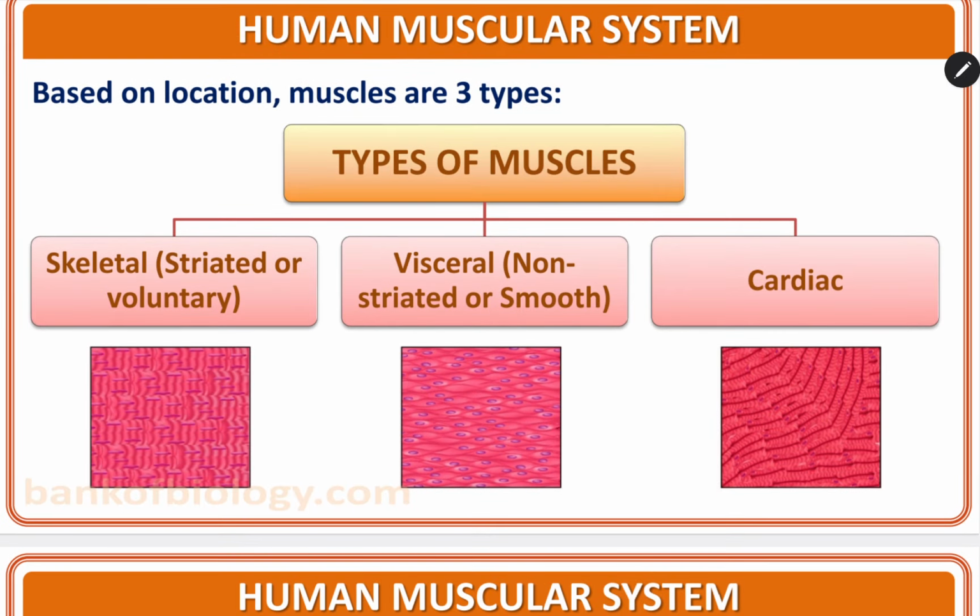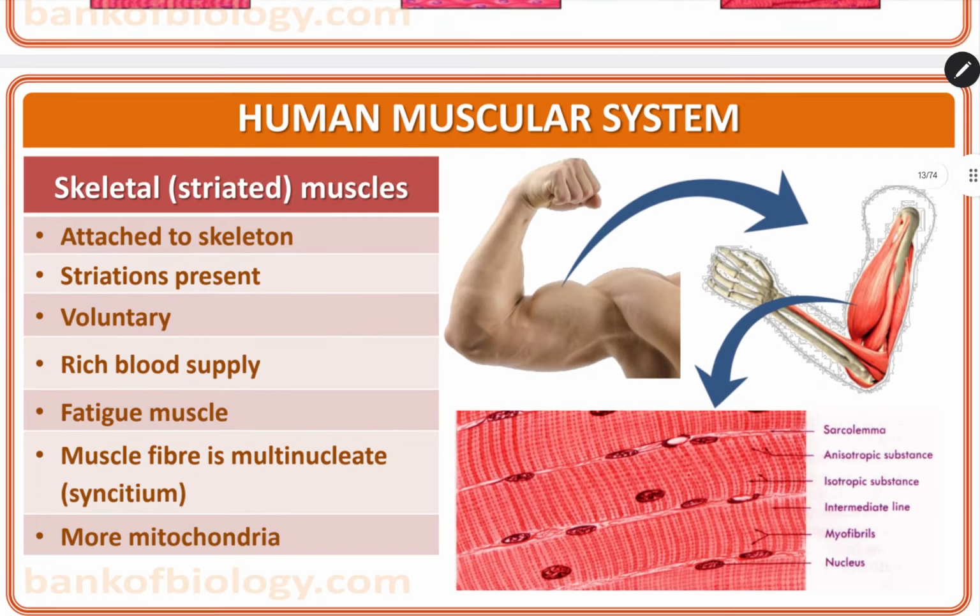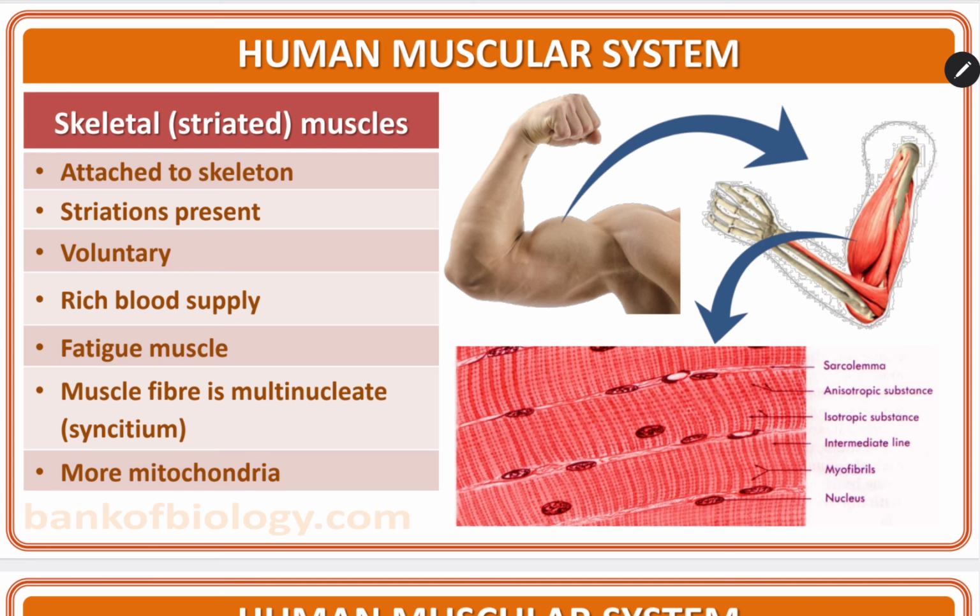Now three types of muscles are there according to the location: skeletal, also called striated or voluntary muscle; visceral, non-striated or smooth muscle; and cardiac muscle. First of all, skeletal or striated muscle. It attaches to the skeleton, that's why it is called skeletal muscle. Striations are present. It is voluntary. Rich blood supply. Fatigue muscle. Fatigue means it can easily weaken and we need rest. That is called fatigue muscle.